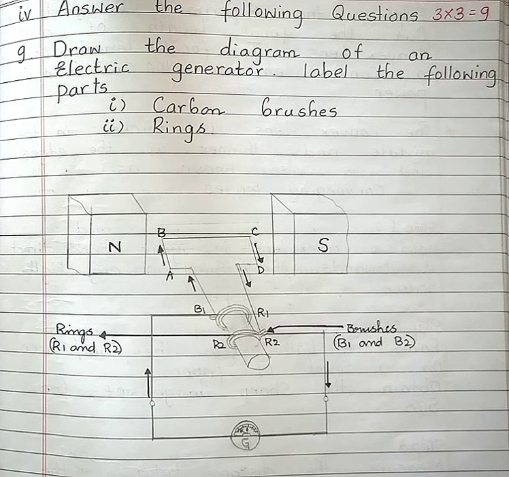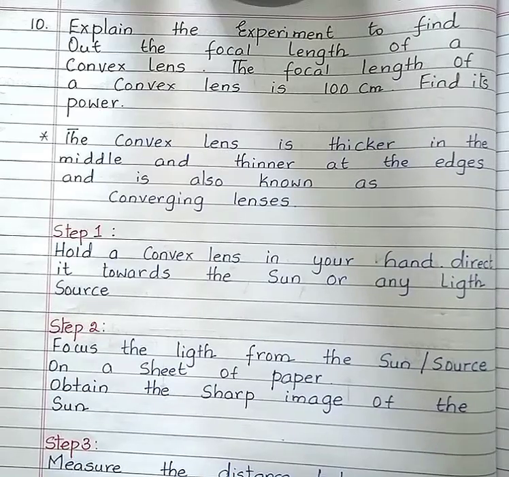Fourth main, answer the following questions. 3-mark questions. Question 9. Draw the diagram of an electric generator. Label the following parts. 1. Carbon brushes. 2. Rings. Draw the diagram of an electric generator from the unit magnetic effects of electric current.